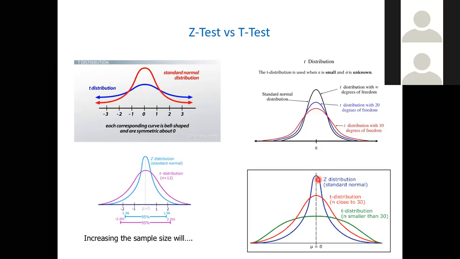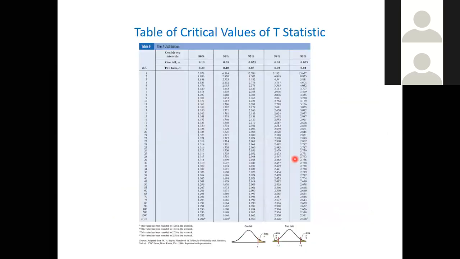For you to use z, you must have the population standard deviation. But for t, you don't need the population standard deviation. And when the sample size increases, it has already approached the population distribution. So look at it. Let's look at the degrees of freedom 30.